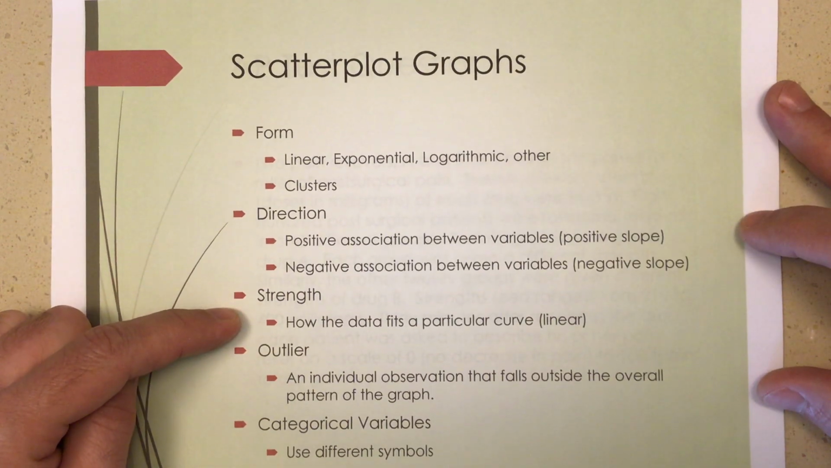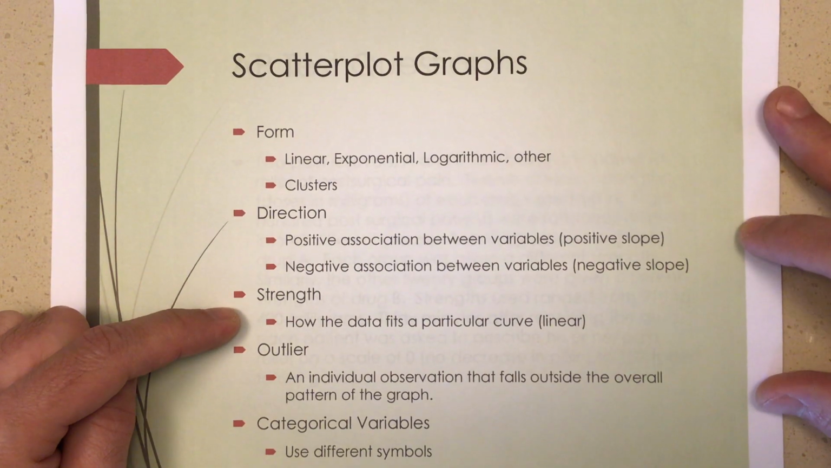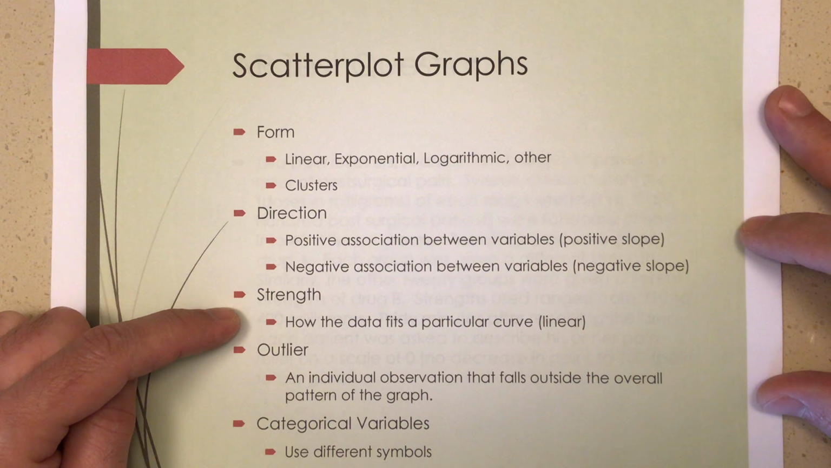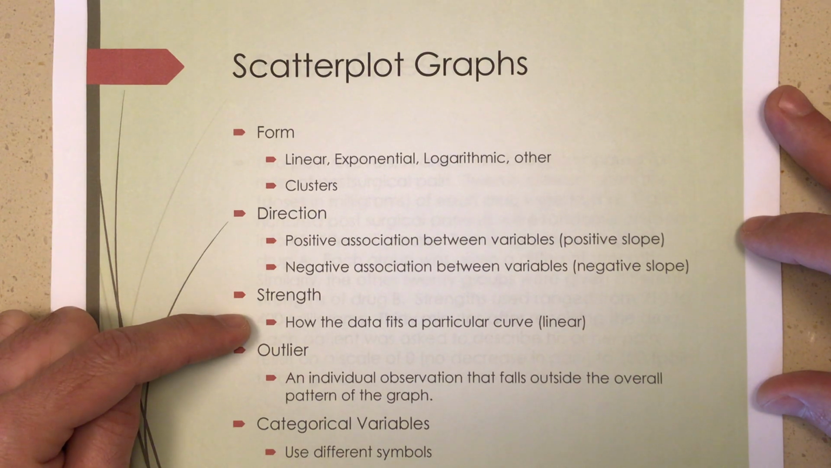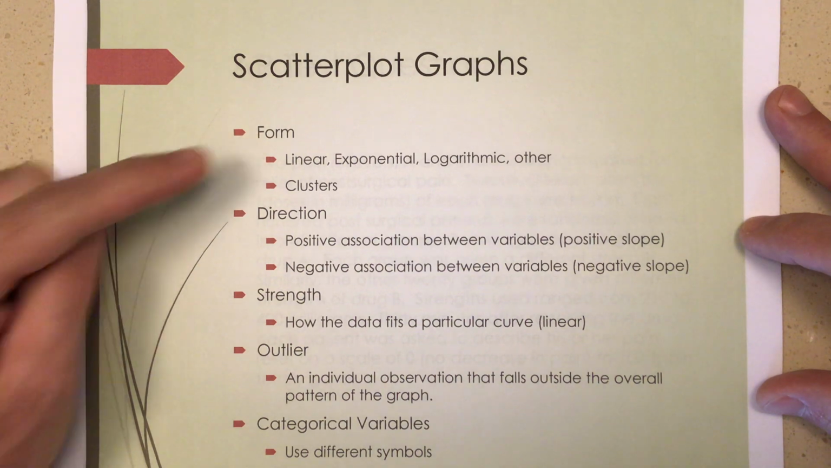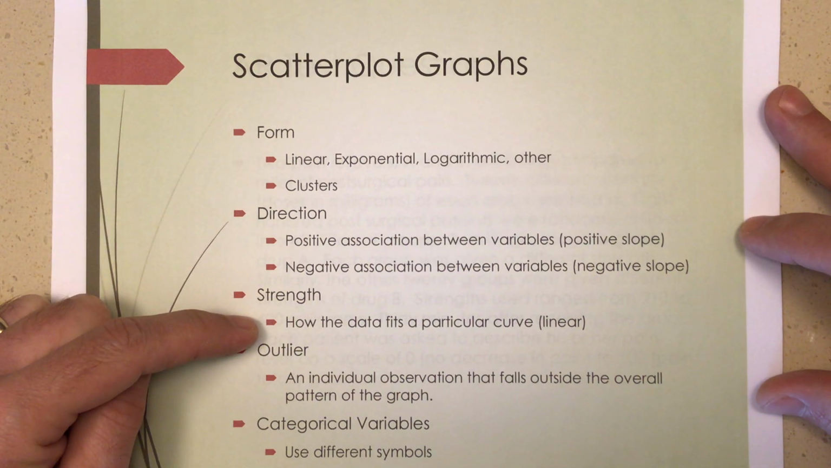All right, moving on. The strength of the relationship. So the strength is how well does your scatter plot fit whatever form you've chosen. So how linear are your points? How exponential are your points, right? Are they really close, or is there quite a bit of variance, or in other words, scatter, right? Hence the name scatterplot.